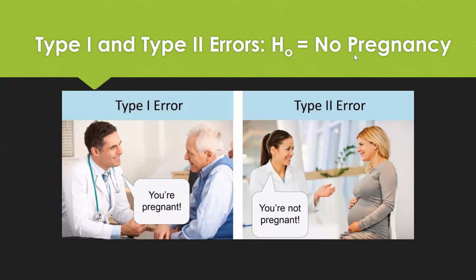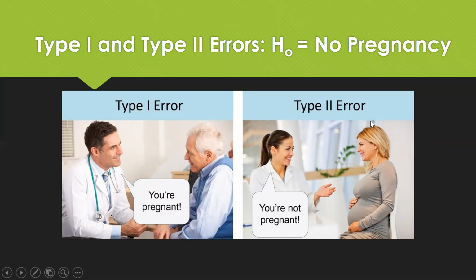Let's talk about errors of these measurements. Now, these errors are called type 1 and type 2 errors. Remember our null hypothesis? Well, in this picture, the null hypothesis is that there's no pregnancy. A type 1 error, also called an alpha, is a case where this physician here is telling this elderly man that he's pregnant. So this is a type 1 error.